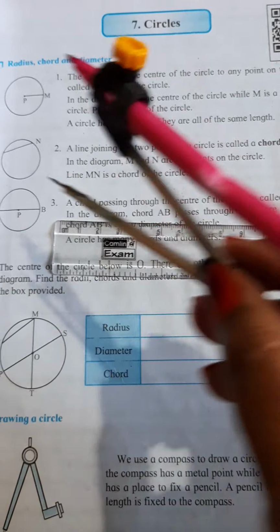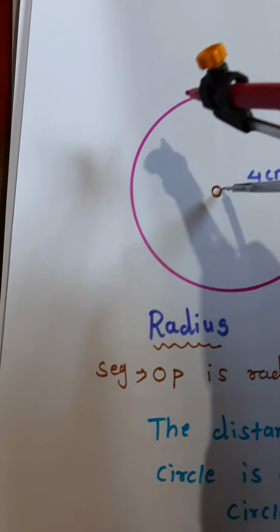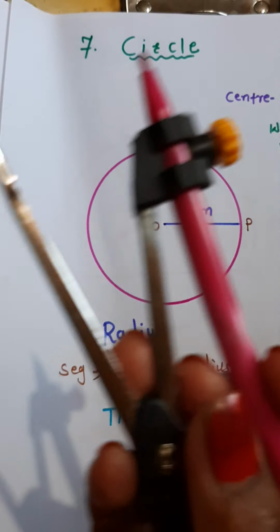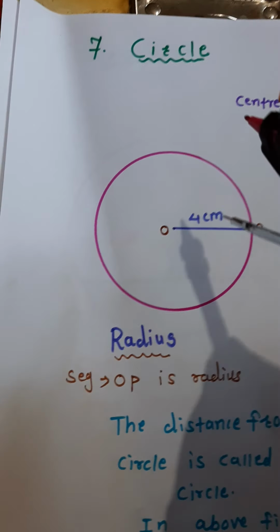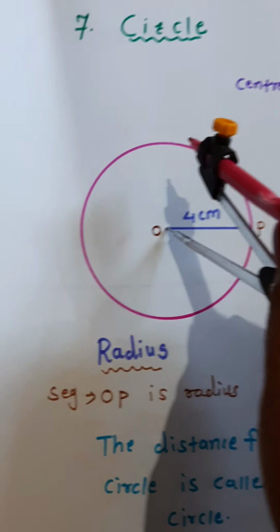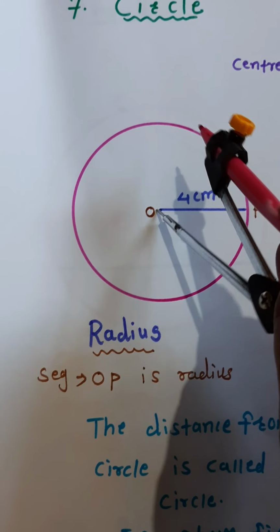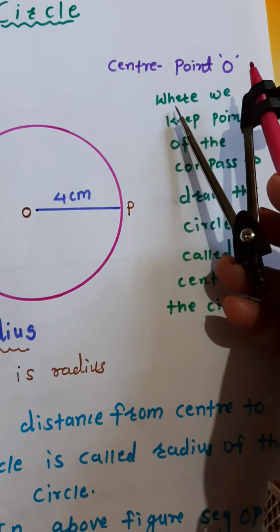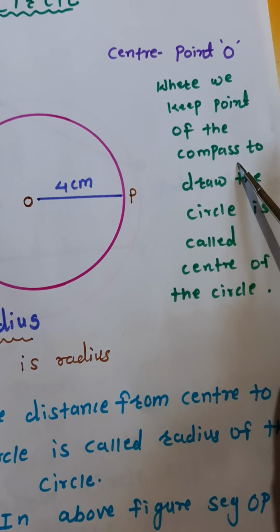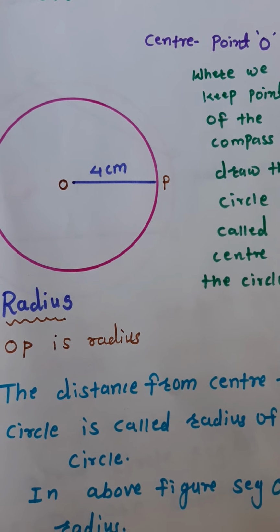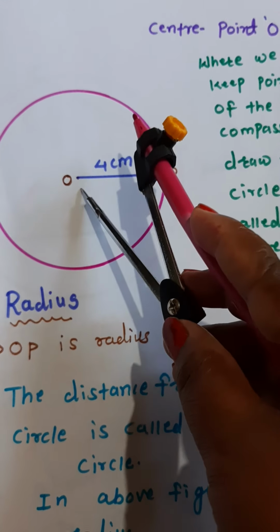Here I have taken the distance of 4 centimeter to draw this circle, and here I have drawn a circle of 4 centimeter. Now where I keep the point of the compass, that point is called center of the circle. So here point O is center of the circle. The simple definition of center: where we keep the point of the compass to draw the circle is called center of the circle. Here center of the circle is point O.